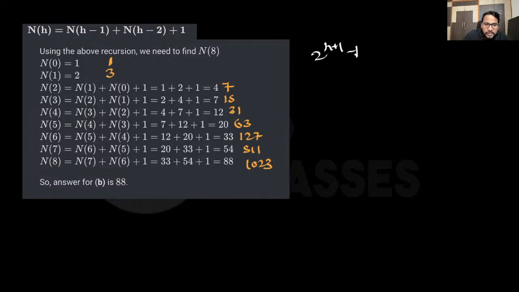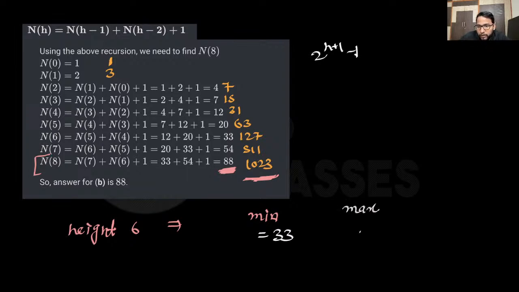Now you see the difference here. If you want to have height 8, then the minimum you just need 88, but the maximum for the height 8 is 1023, right? So these are the minimum for height 8, these are maximum for height 8. And similarly for height 6, if I talk about, then this is the minimum. For height 6, you need to have minimum 33 nodes, and maximum you can have 127, right?